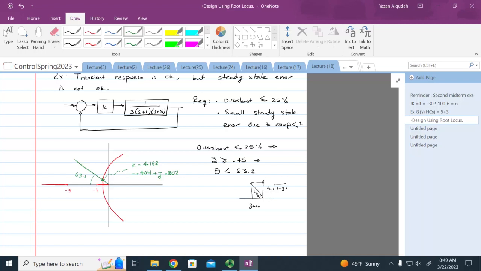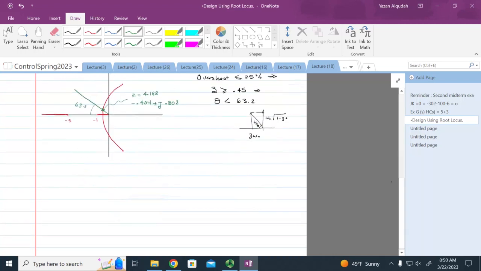Okay, so let's look at this. We plotted the root locus. The root locus looks something like this, the red one. That's the red line. Now the requirement is we want overshoot to be less than 25%. That is exactly the same as saying I want theta to be less than 63.2 degrees. What is this theta? The angle of the green line.